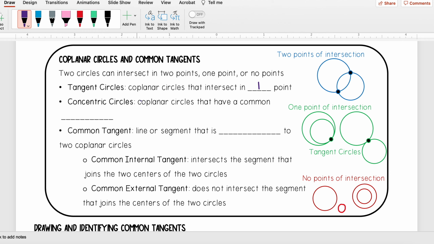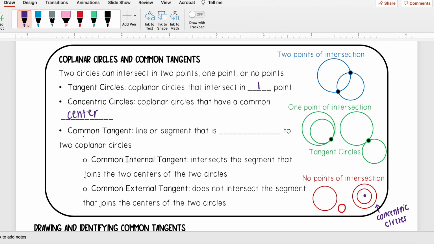Concentric circles, however, are coplanar circles that have a common center. So we see an example of that here. These two circles are concentric circles. And that's because they both have the same center.